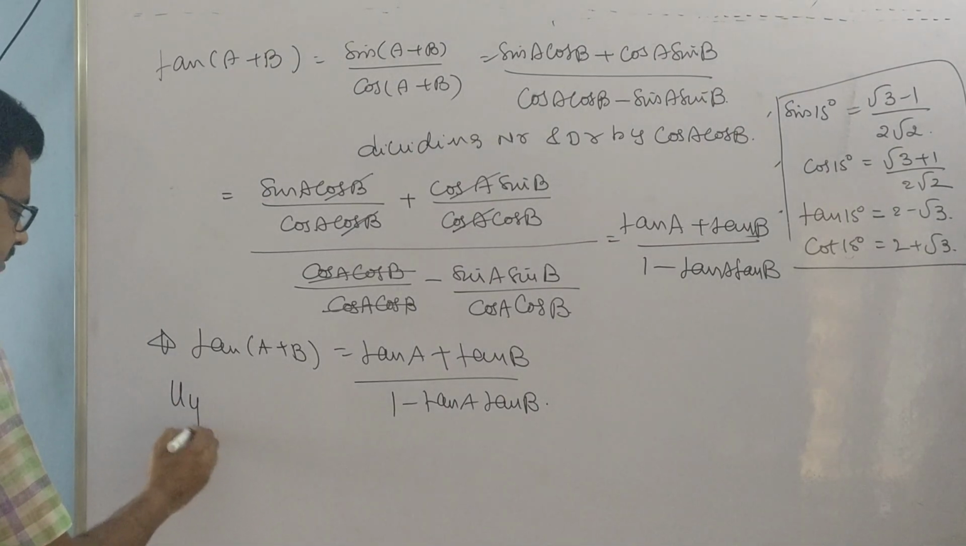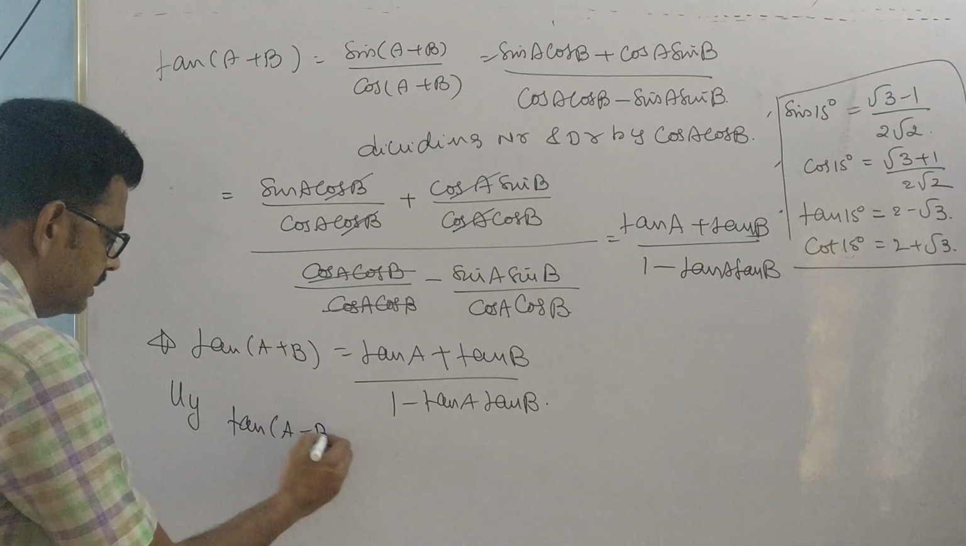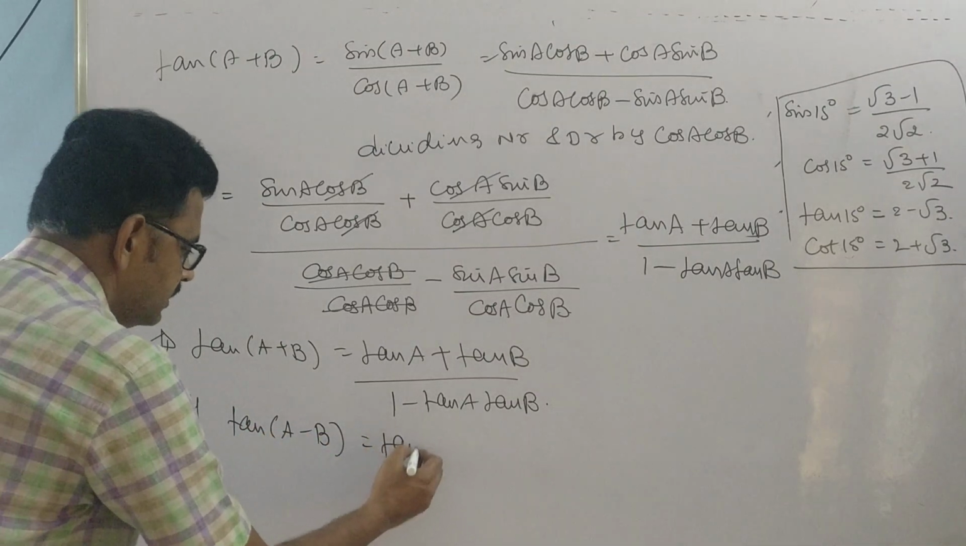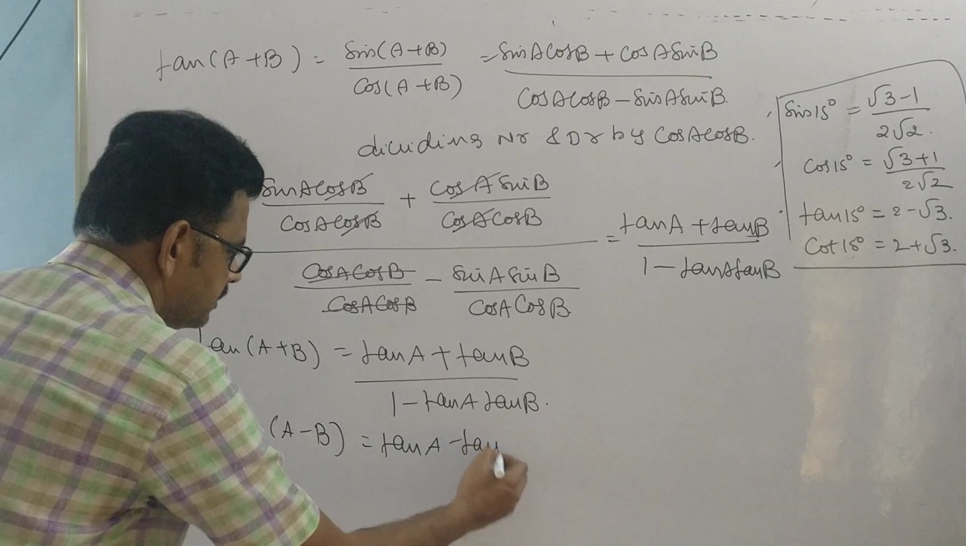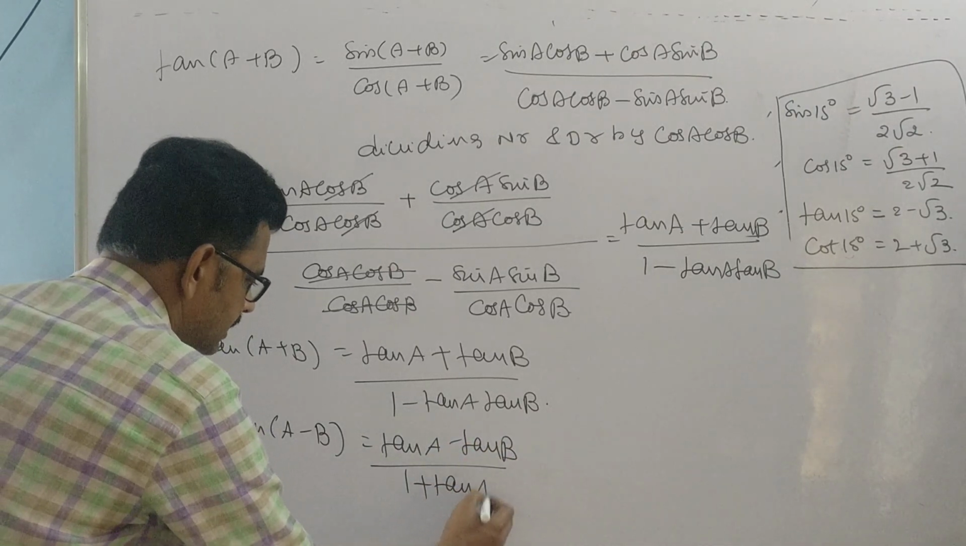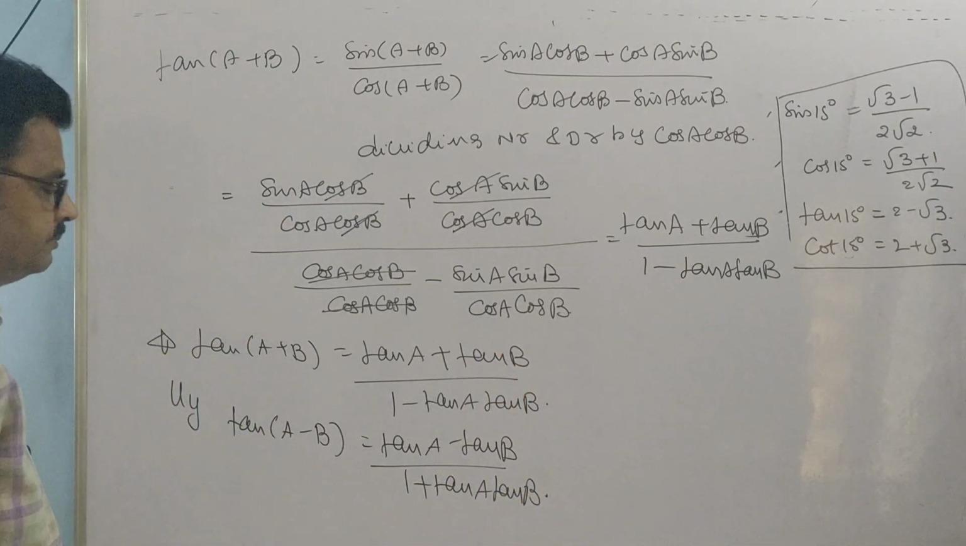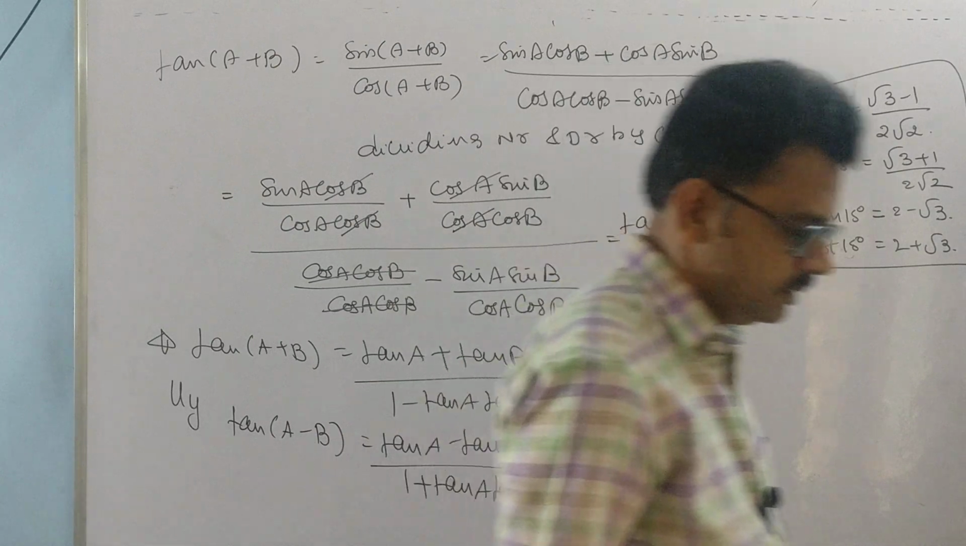Similarly, tan of A minus B is equal to tan A minus tan B by 1 plus tan A into tan B. So write down.